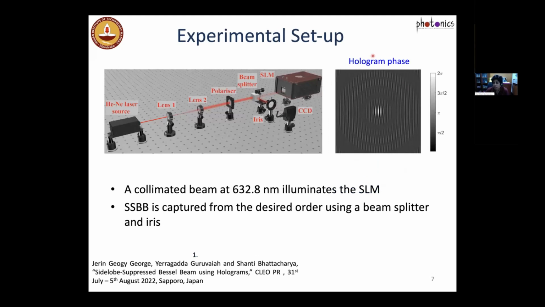So this hologram pattern, in fact, we've done the optimization and arrived at the hologram. And this is the schematic of the hologram pattern with the phase varying as shown over here. And you can now put this graphic phase onto an SLM and illuminate. This particular experiment was done at the wavelength of 632.8 nanometers, and the side lobe suppressed SSB, which is in the desired order, can be captured from the reflected light through this iris.